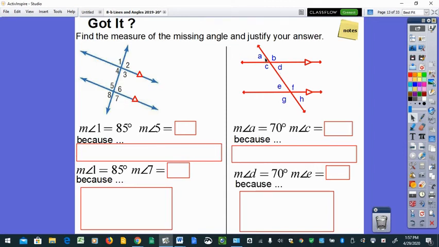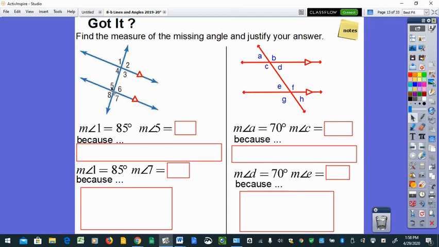In this one, they're giving you the measure of angle A. Also, the upper left is 70. They want to know what the measure of angle C is. And they want to know what the measure of angle E is as well. I'm going to ask you to pause the video, see what you can do with this, and come back and turn it back on when you're ready to check your answers.